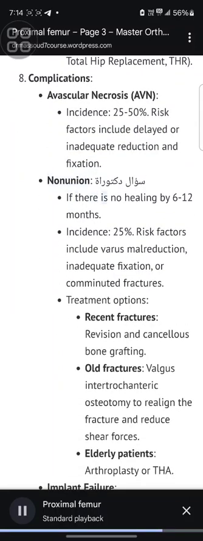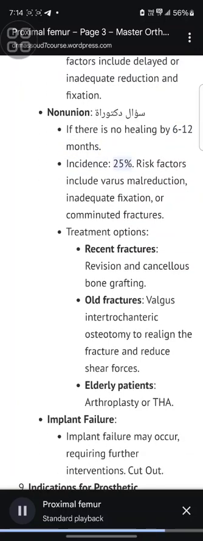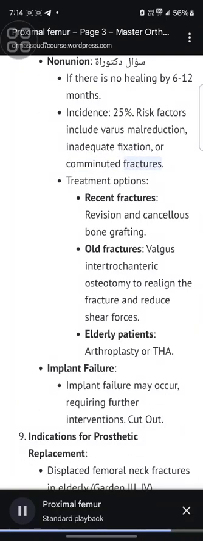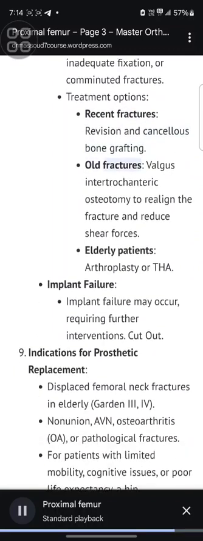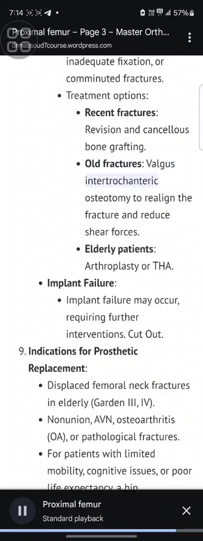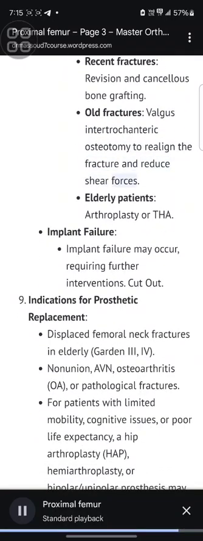Non-union. If there is no healing by 6 to 12 months. Incidence, 25%. Risk factors include varus malreduction, inadequate fixation, or comminuted fractures. Treatment options. Recent fractures, revision and cancellous bone grafting. Old fractures. Valgus intertrochanteric osteotomy to realign the fracture and reduce shear forces.